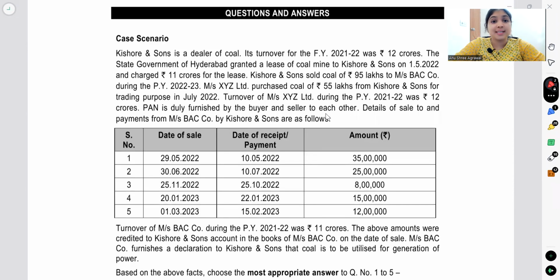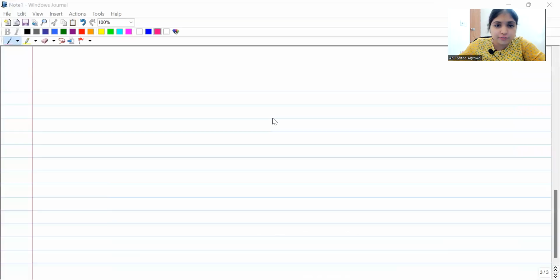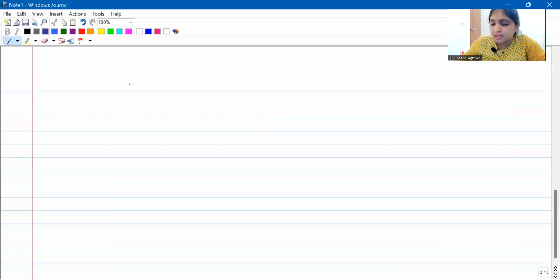The first question is a case study based MCQ. So to make things a little easier for us, before I read the question, before we start solving the question, let us first revise the concepts which are involved in the question. Let me give you a small revision of the concepts involved so that with a lot of clarity we can read the question. Alright, now I want to discuss with you first of all about section 206C1.